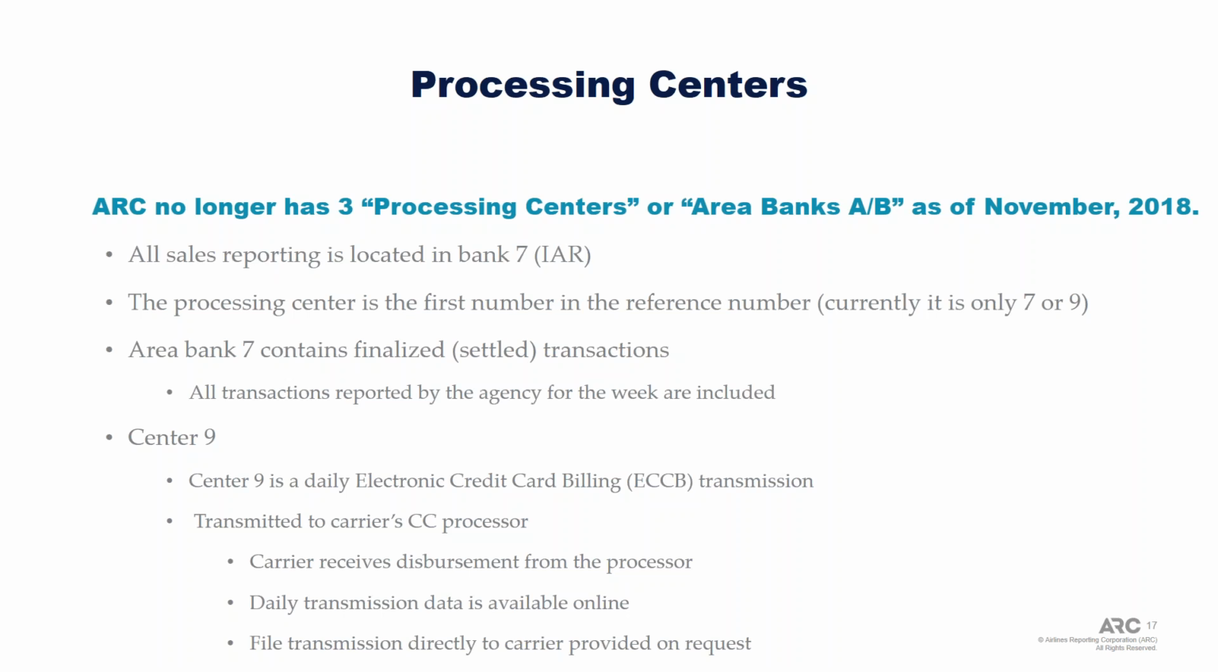Area Bank 7 contains the finalized settled transactions. All transactions reported by the agency for the week are included in Bank 7. And then we also have Center 9. Center 9 is our daily electronic credit card billing transmission, which we refer to as the ECCB. Center 9 is a report that's delivered to your credit card processor. The carrier receives their disbursement from the processor. ARC only disperses the cash settlement. This Center 9 file can also be delivered via ARC transmission in the same manner that you receive your CAT file, and it's also available in the suite of online carrier reports.